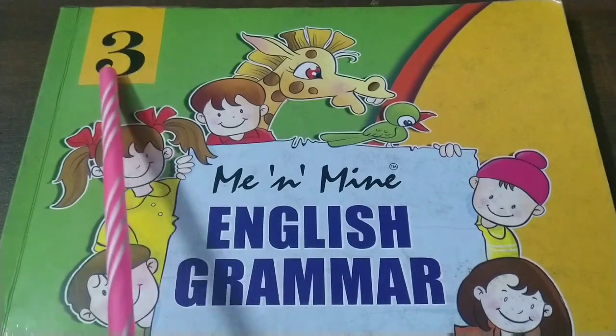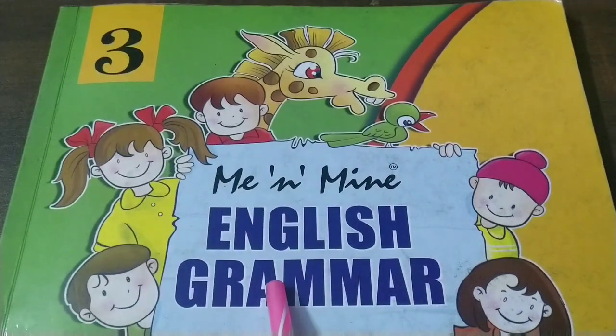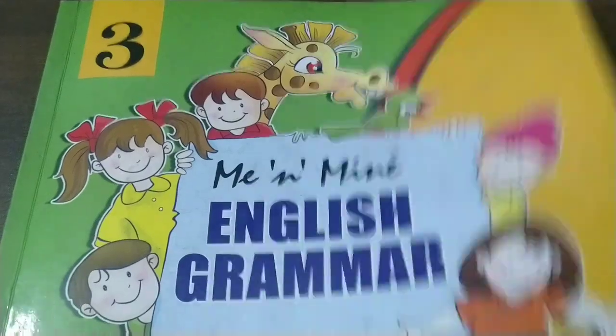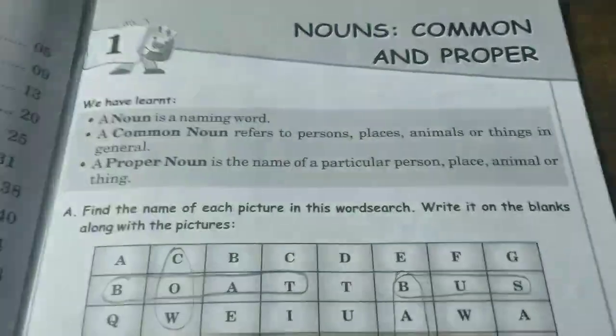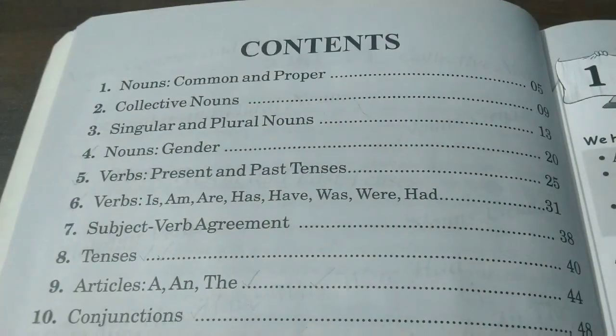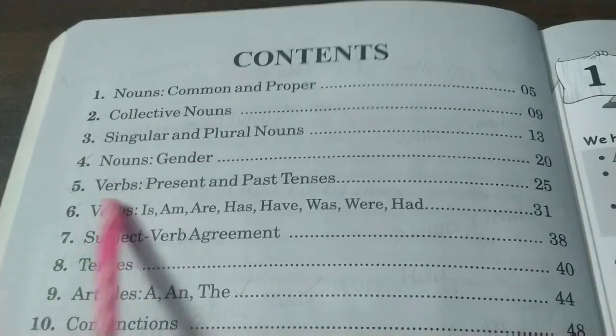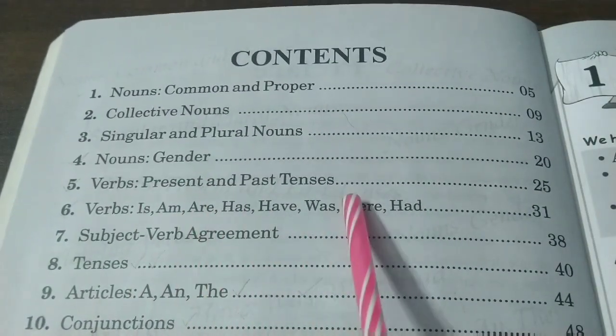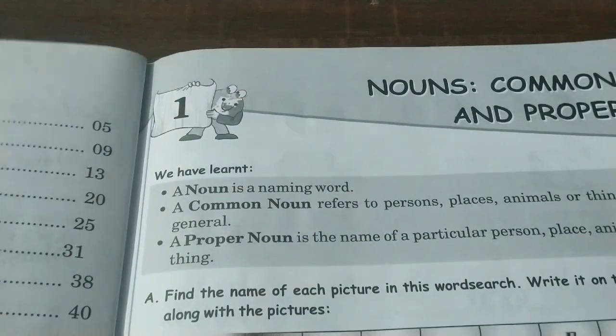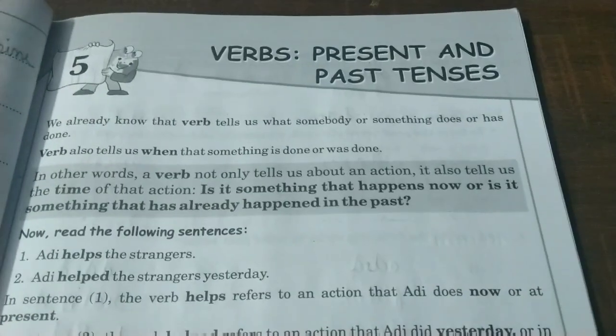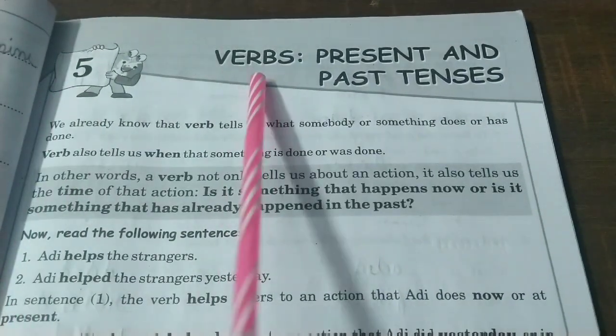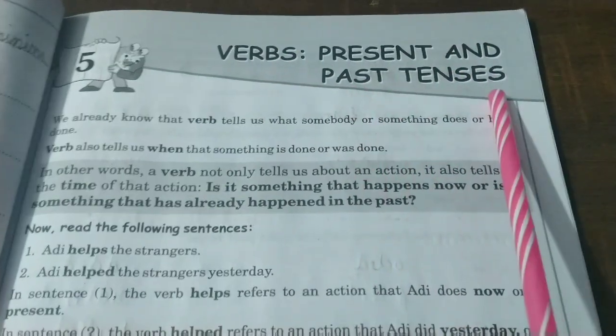We will see the 3rd Standard English Grammar textbook of the CBSE syllabus. In that we will see Chapter 5, Verbs: Present and Past Tenses.